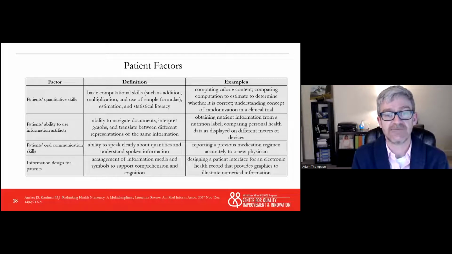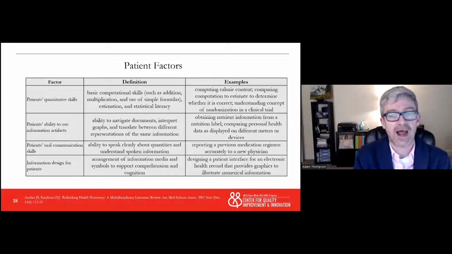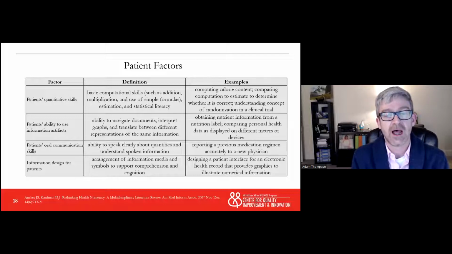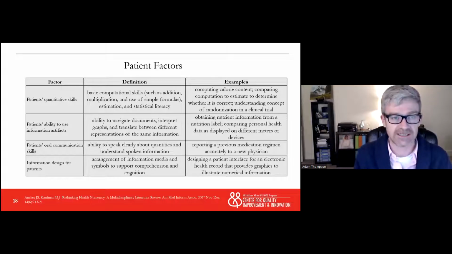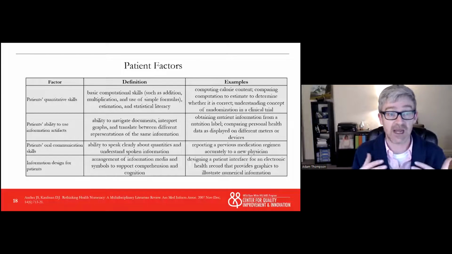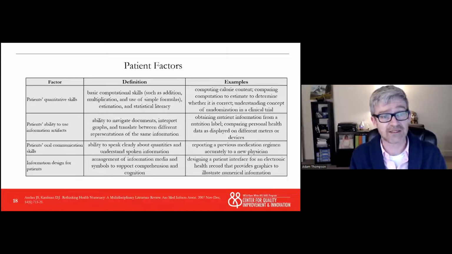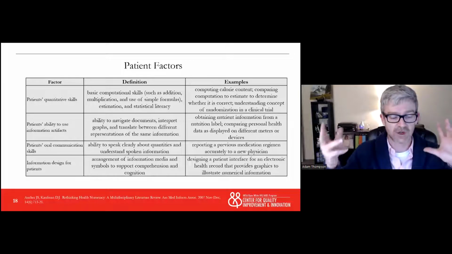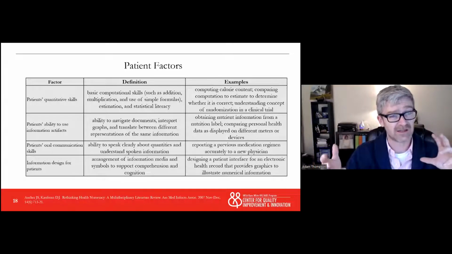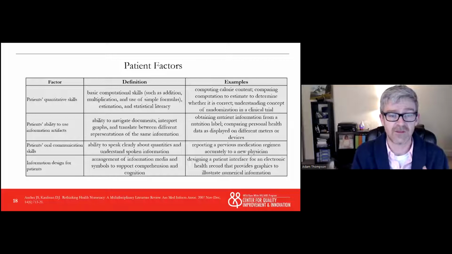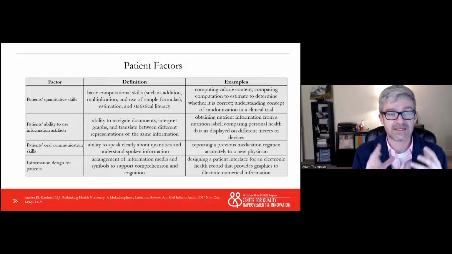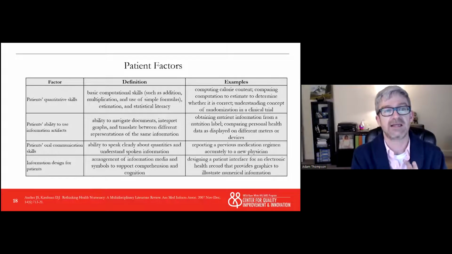The last factor here is the information design. This relates to how the information is arranged, the symbols that are used to support comprehension and cognition. So are they familiar to people, right? We can create a great visualization that we understand, but sometimes if the symbols or graphics aren't familiar, or you've got symbols that are not culturally relevant or responsive to the communities that you're serving or trying to communicate with, you could end up with information that is there and it's understandable, but it's not necessarily appropriate or designed in the way that the people you're trying to reach are able to access it.